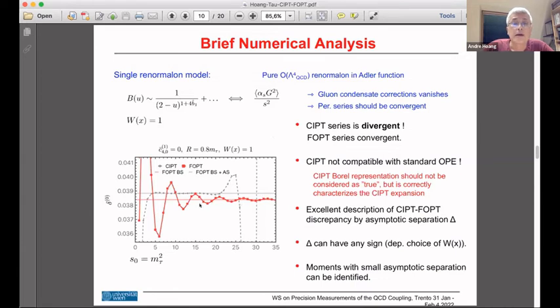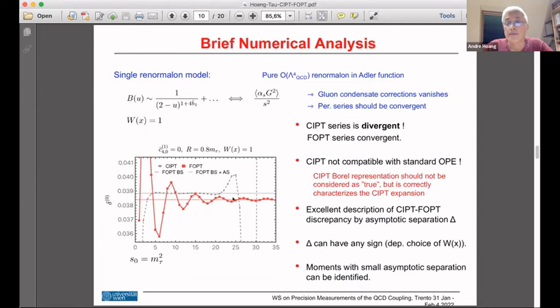You can see the red dots. These are FOPT. They're kind of oscillating, but they converge. You can prove to all orders that this is really a convergent series. It's not just that it seems to be so. You can prove it. But if you now use CIPT, you find it has an asymptotic plateau. So the correction at some point gets smaller and smaller, and then the series diverges. And it also has this gap, which is actually precisely what we're after.